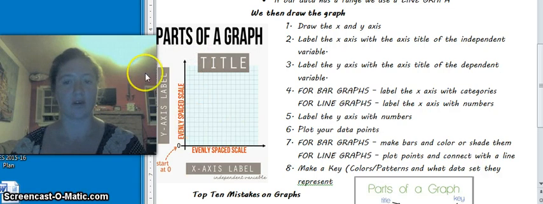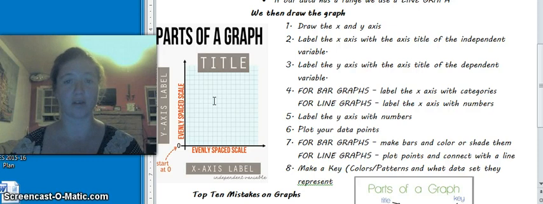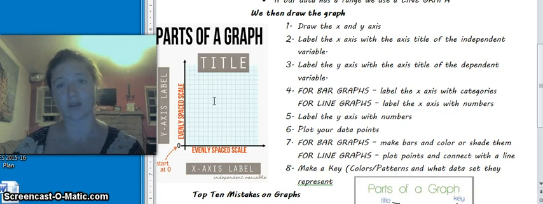Once you have your axes labeled with titles and labeled for our scales, then you go through and you plot your data points. Okay, so if you're doing a bar graph, you make bars and you color them or shade them in with different patterns. If you're doing a line graph, you plot the points, connect them with a line. If you're doing more than one line, use different shapes for each point. So whether it's dots or triangles or little squares or little asterisks.